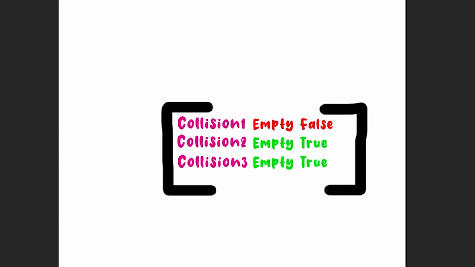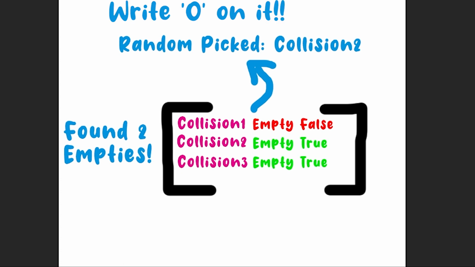The idea of this AI is simple. We will put the collisions in an array. Then we will ask if there is a true empty variable in one of them. If found empty, then we will randomly pick one of the empties to write O in it. If no empty found, then no one was smart enough to win, and the game will be a draw.